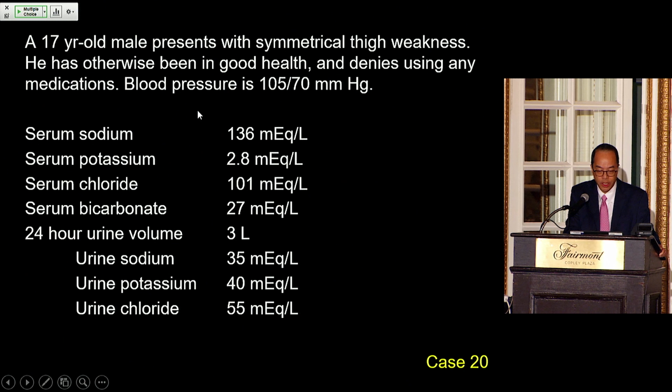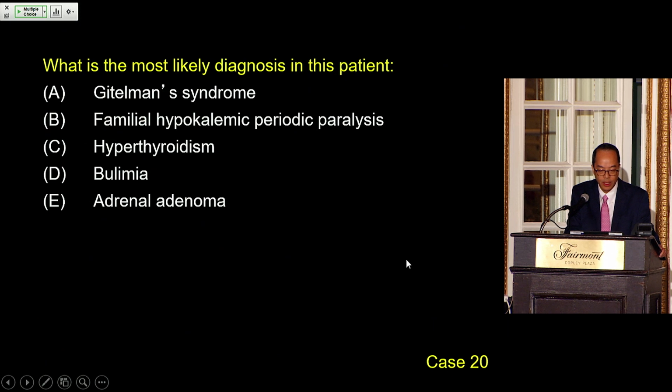And last question, 17-year-old with symmetric thigh weakness, normal blood pressure, K of 2.8, urine K is 40, urine chloride is 55. And the question is, what's the most likely diagnosis? Is it Gitelman's, familial hypokalemic periodic paralysis, hyperthyroidism, bulimia, or adrenal adenoma?